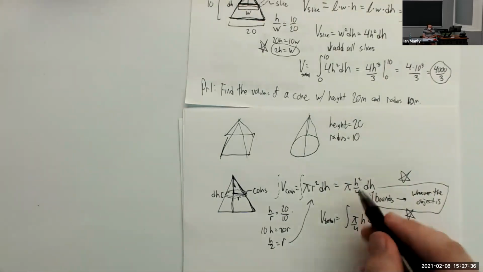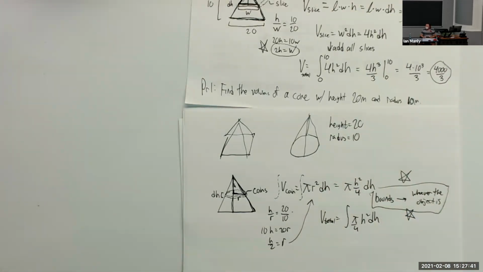How'd the 4 get under the pi? It was pi times h squared over 4, so you can move the denominator fractions however you want.